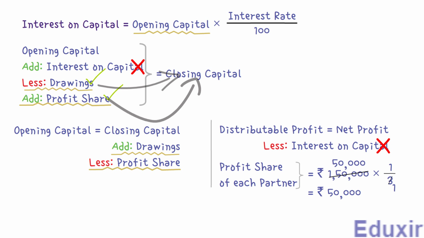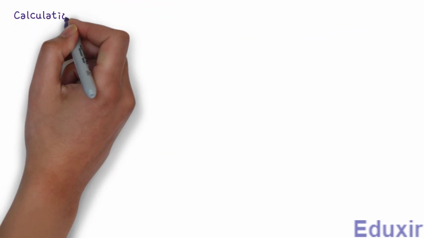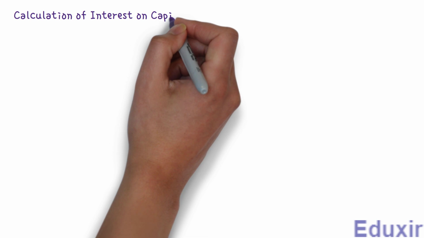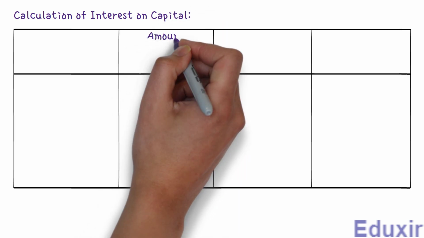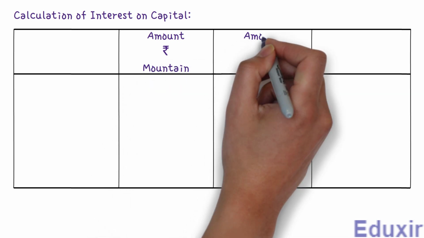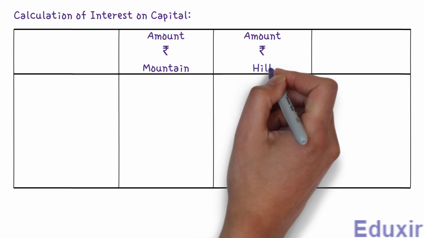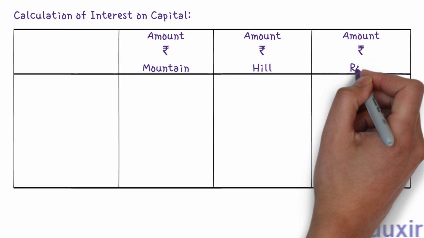So now we have everything to find the opening capital as well as the interest on capital. Let's first write the heading Calculation of Interest on Capital. In a table, let us have a column for amount in rupees for partner Mountain, one column for amount in rupees for partner Hill, and one last column for amount in rupees for partner Rock.